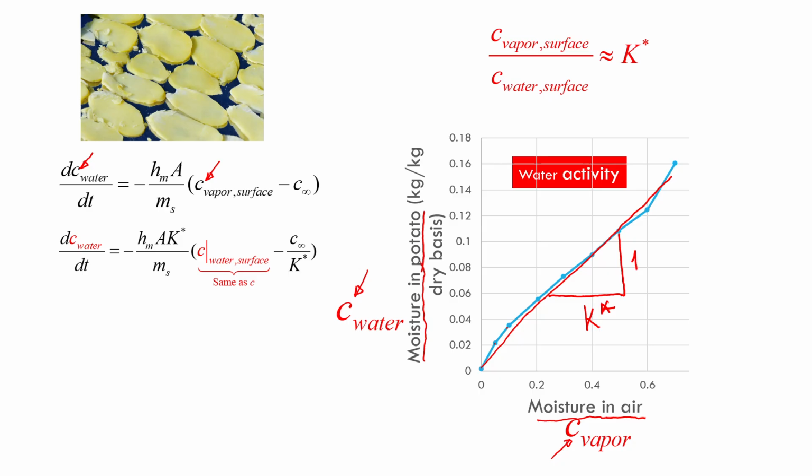Using this equation, I rewrite the vapor in terms of water. What does that do? Now we can solve it. Before, we could not solve it because there were two different variables, water and vapor. Now both sides have water, so dC/dt is equal to something times C minus a constant. Then the solution would be this kind of exponential.